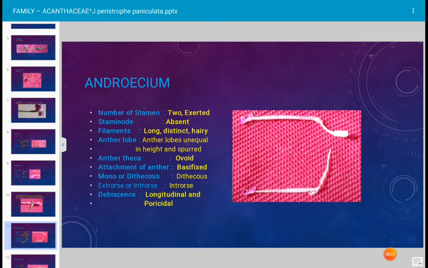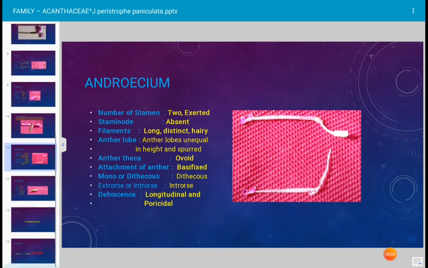Anther lobe. How is the anther lobe? Anther lobes are unequal and spurred, and the anther theca is ovoid. The filament is attached at the basal region of the anther, hence the attachment is described as basifixed, which occurs in Peristrophe paniculata. The anthers are dithecous, 2-celled. Extrorse or introrse? Introrse type of anthers occur in Peristrophe paniculata. Dehiscence is longitudinal and poricidal.